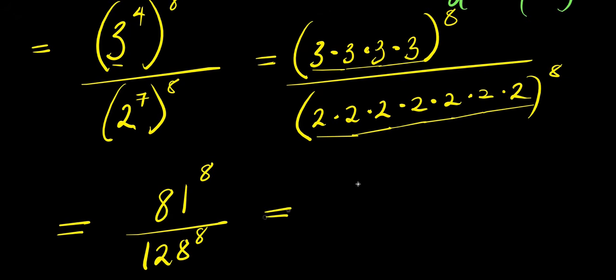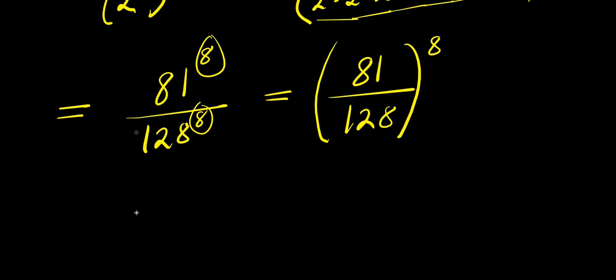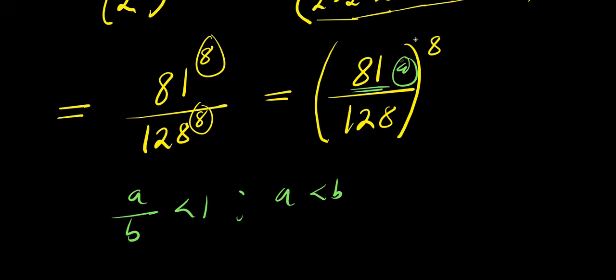Now, since the exponents are the same, we can combine them: 81 divided by 128, all to the power of 8, the common exponent. Remember, we said that if A divided by B is less than 1, that means A is less than B. Our A has been reduced to 81, while our B has been reduced to 128. Obviously 81 is less than 128, so our A is less than B.